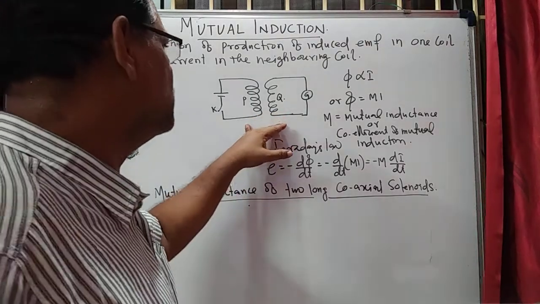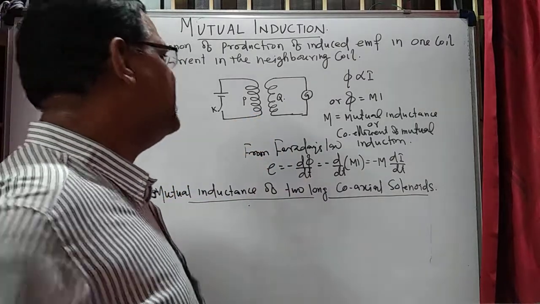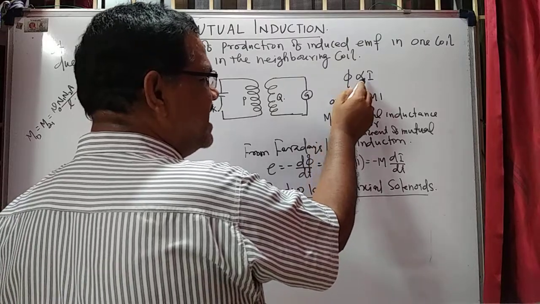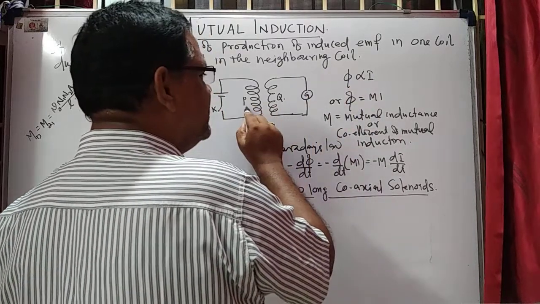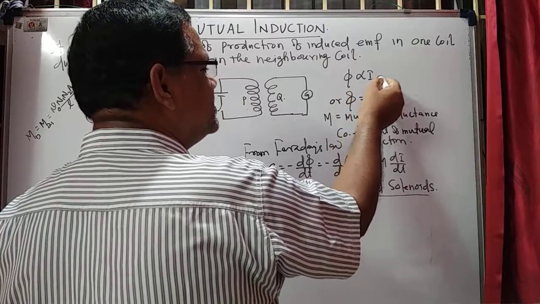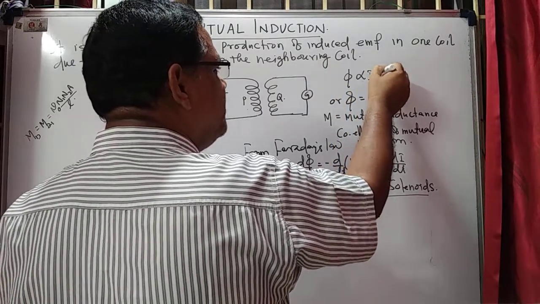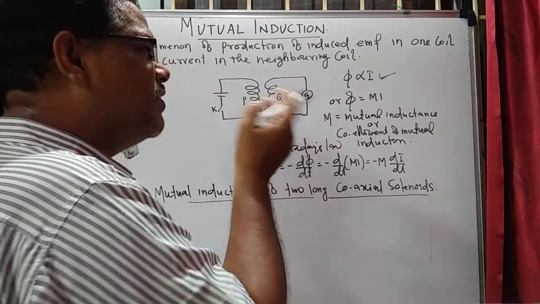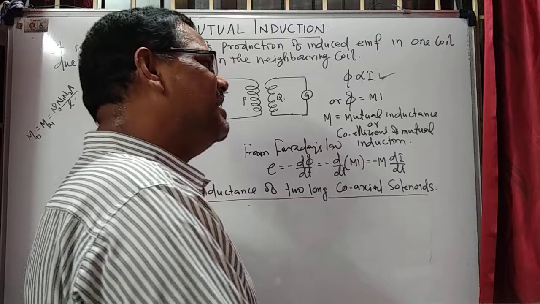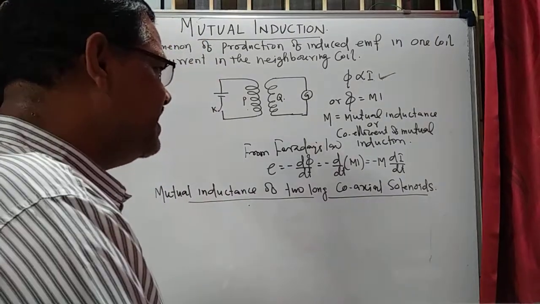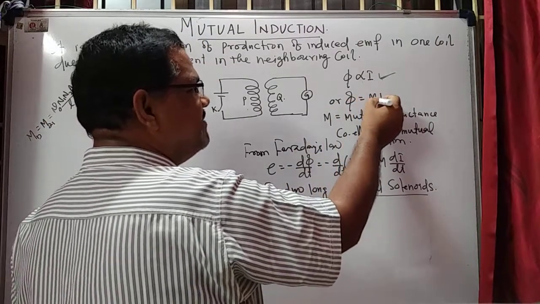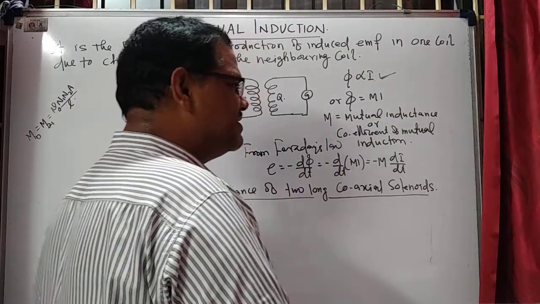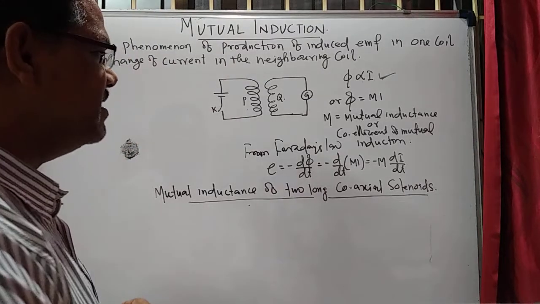So it is clear that the flux linked to the secondary coil is directly proportional to the current flowing in the primary coil. So phi is directly proportional to I. If the current flowing is more, the flux linked will be more. If the current is changing, then the flux linking also will be changing, and hence induced current will be produced in the secondary coil. So phi equals M I, where M is the proportionality constant, called the mutual inductance or coefficient of mutual induction.